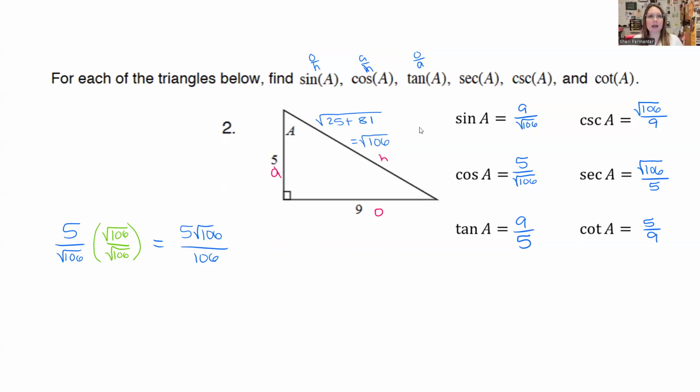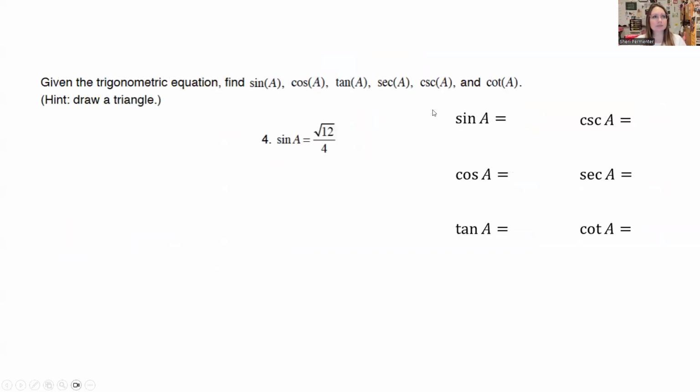Okay, that's question number 2. Any questions over how to find these trig ratios? Easy peasy, right? You find the missing sides, you write your ratios. Okay, moving on. Next, this one says, given the equation, find all of the trig ratios. Okay, well, if I have sine and I have this ratio, what 2 things do I know?